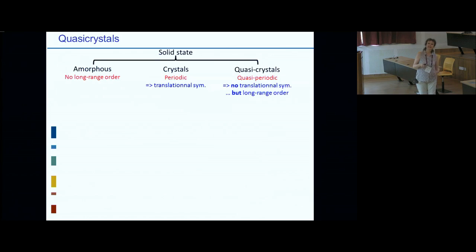So quasicrystals, just a very general introduction. You know that in the solid state, you have amorphous materials, which are completely disordered and have absolutely no long-range order. We have crystals, which are periodic, which have translational symmetry, and obey the Bloch theorem and this kind of band structure, which are governed by their symmetry. And then you have these intermediate materials, which are quasi-periodic, which have no translation symmetry, but some long-range order. So they have some intermediate properties.